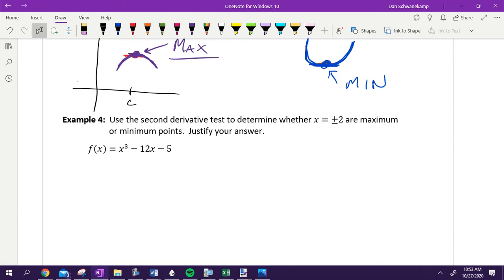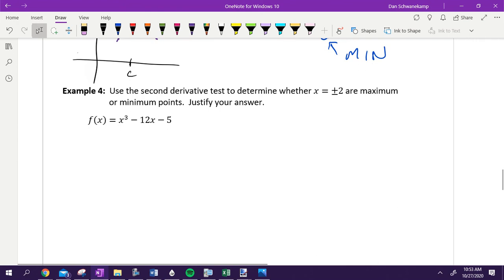Questions so far? Now let's do it. Example 4. If they didn't tell me to use the second derivative test, I wouldn't use it. It's a good test, but it only works when I'm given limited information. And here, that's not necessarily what they're doing. Use the second derivative test to determine if x is equal to plus or minus 2 are maximums or minimums, and then we're going to justify our answer.